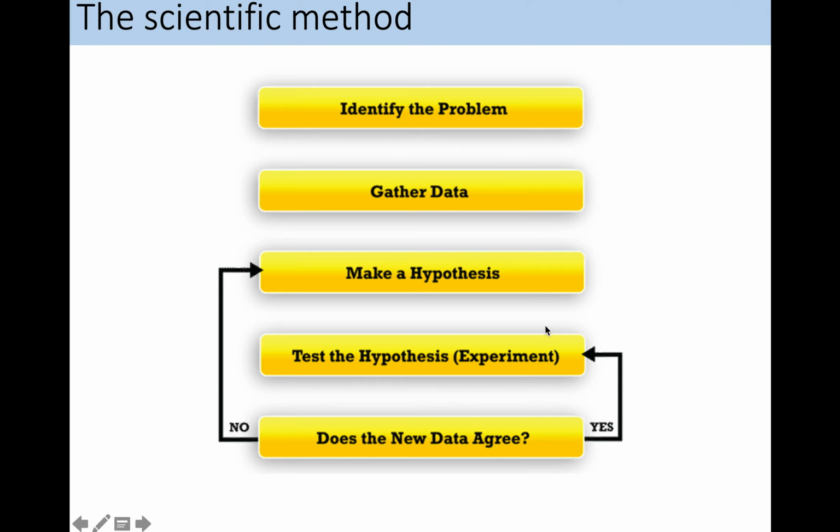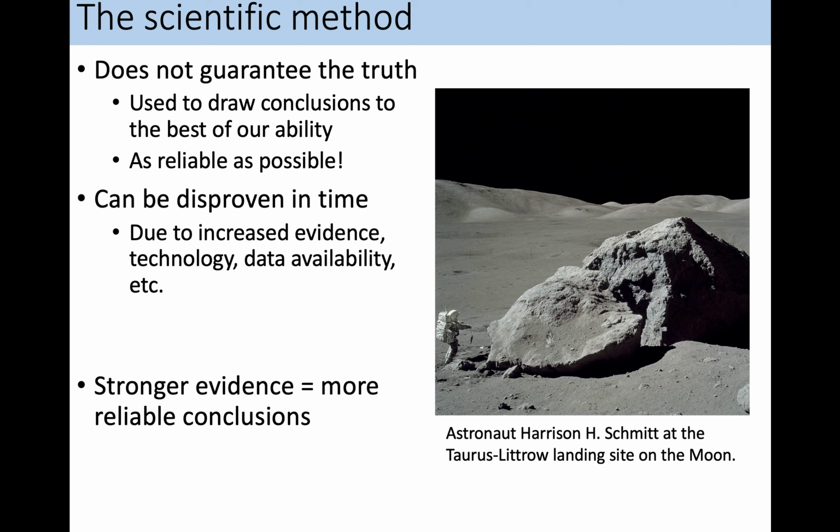So do your experiments agree with your hypothesis? It's either yes and awesome, you're right, your hypothesis is true. You might continue doing more experiments to have more and more evidence proving that you were right. Or no, it does not. So you go back to the drawing board and you make a new hypothesis based on these other findings. So the scientific method does not guarantee the truth, but it is as reliable as possible. So it's used to draw conclusions that are to the best of our current ability. So it's as reliable as possible at the time.